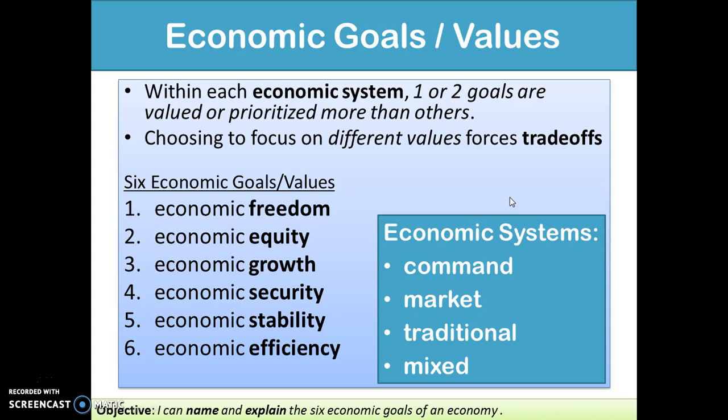As we're going to find out in the days ahead, a command economy emphasizes equity and security. A traditional economy emphasizes security and stability. A market economy emphasizes freedom and efficiency. Again, emphasizing the point that if you focus on 1 or 2 goals, you have trade-offs. You sacrifice some other goals.